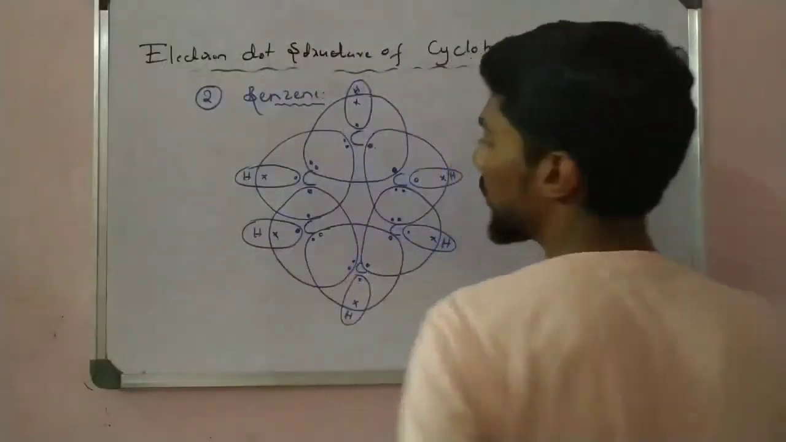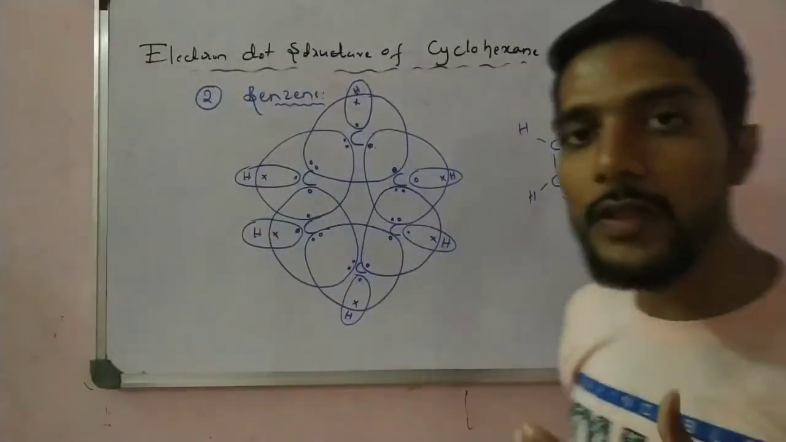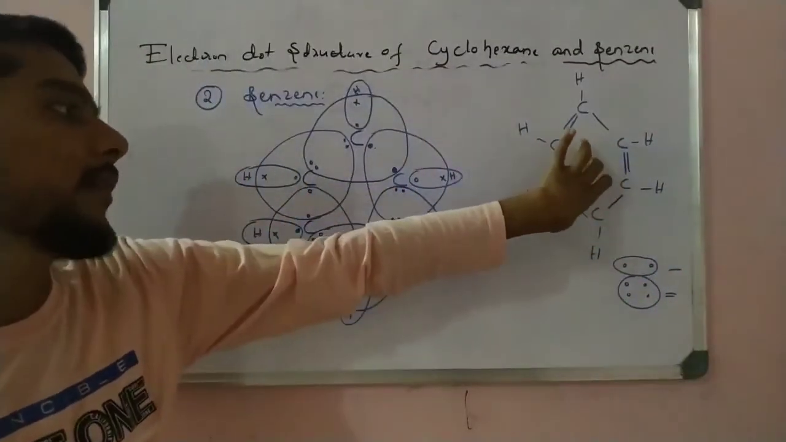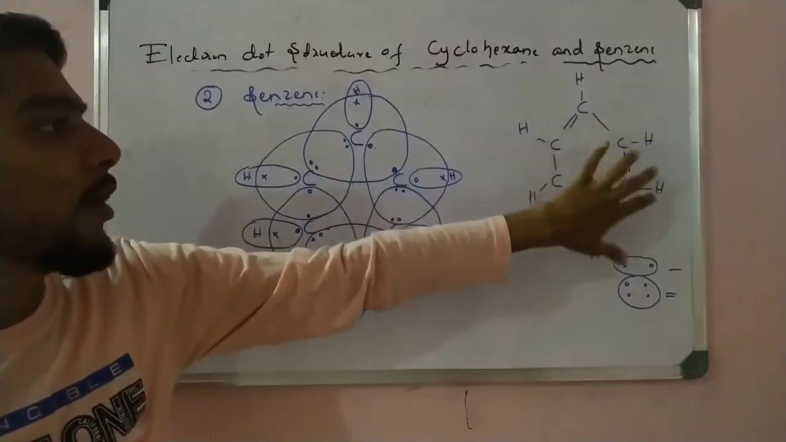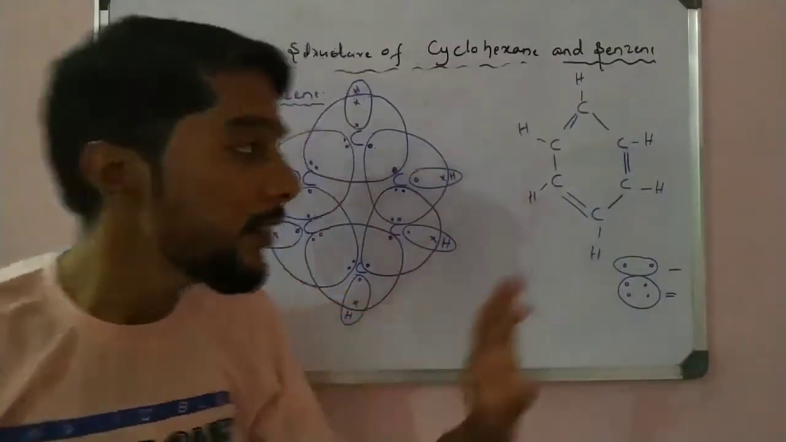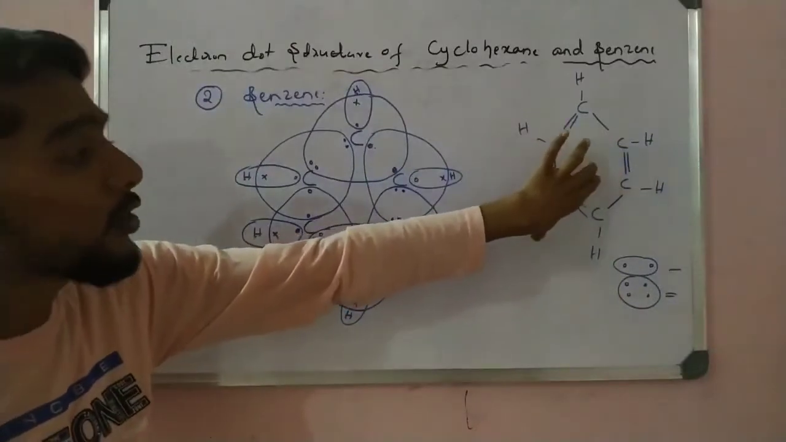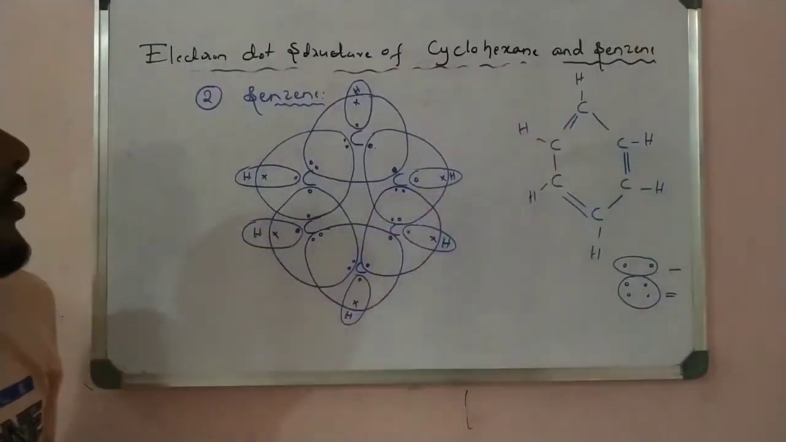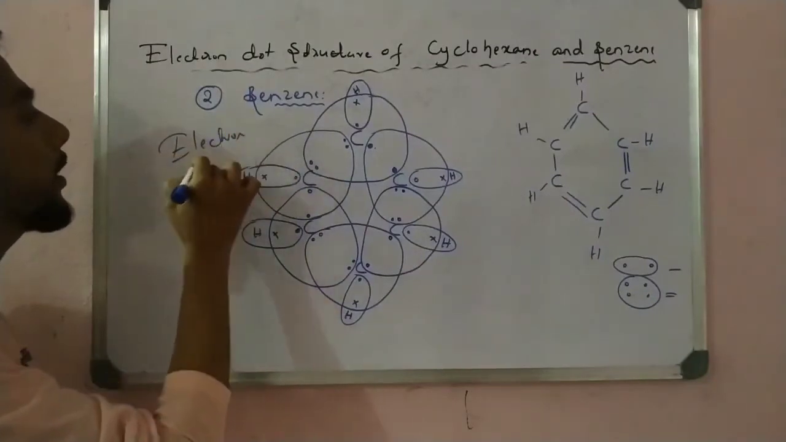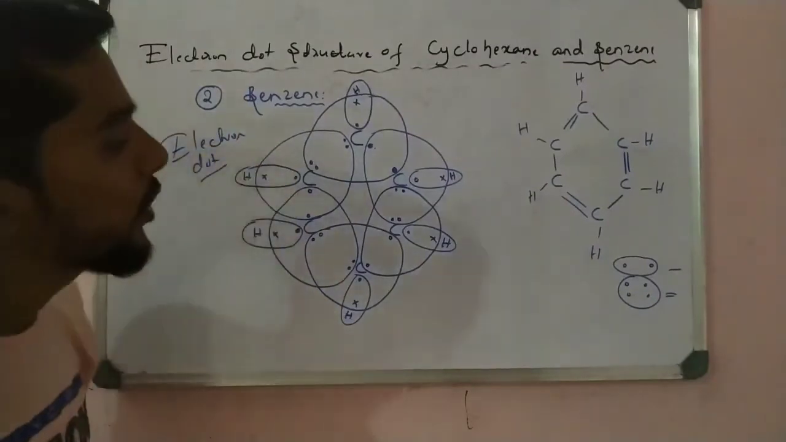Right? So this is the electron dot structure of benzene. If they ask about the structure of benzene, you draw it like that: single bond, double bond, single bond, double bond, with each carbon having only one hydrogen. This is a simple structure of benzene, and this is the electron dot structure of benzene. So that is very important.